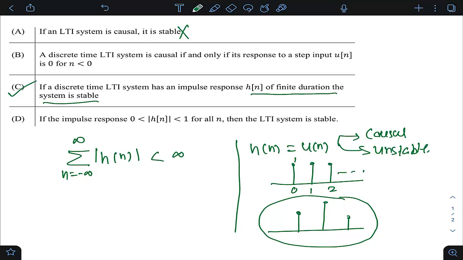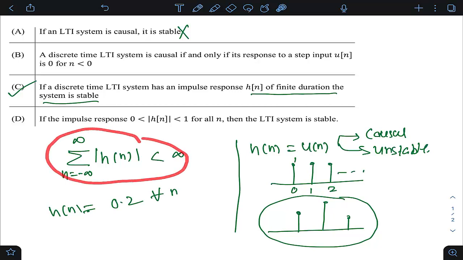Okay, so if the impulse response is 0 to 1 for all values of n, the system is stable. Is it correct? Now let us say that my h of n equals 0.2 for all n. If you substitute this 0.2 and add it infinite times, 0.2 plus 0.2 plus 0.2 infinite times, the answer is again infinite, right? So it will again be an unstable system. So saying that the impulse response is between 0 to 1 for all n, the system is stable, this is false. Option A is false, option D is false, option C is true.